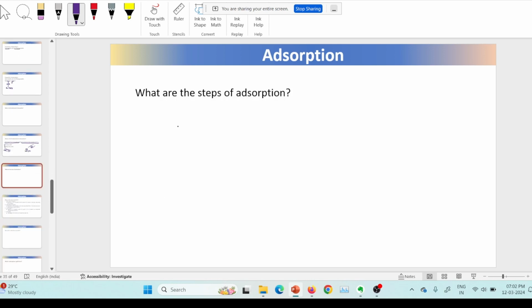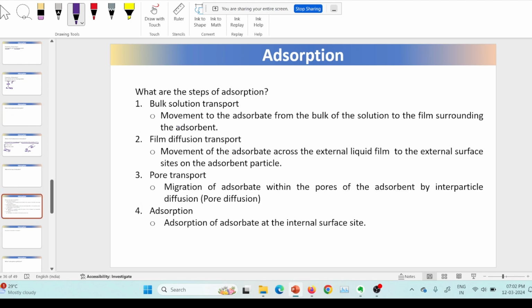What are the steps of adsorption? There are four steps of adsorption. The first one is bulk solution transport. In bulk solution transport, what will happen? Movement of adsorbate from the bulk of the solution to the film surrounding the adsorbent.